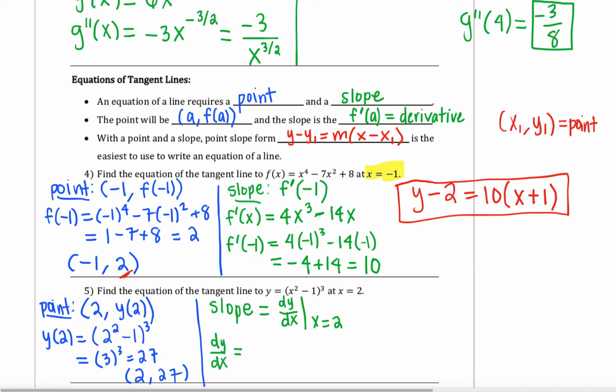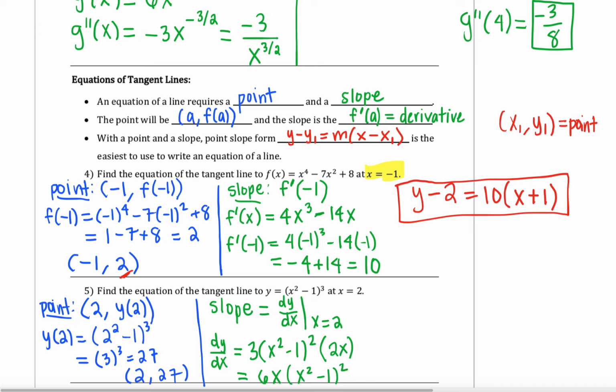Why don't you guys find our general derivative in example 5, and then we'll check it together. So for this one, we're going to need the chain rule. The 3 is the outermost function, so that comes down, we keep the inside the same, all to now the second power, times the derivative of the inside, which would give us 2x. And just to clean this up a little bit, we can multiply the 3 and the 2 to get 6x times x squared minus 1, whole thing squared.